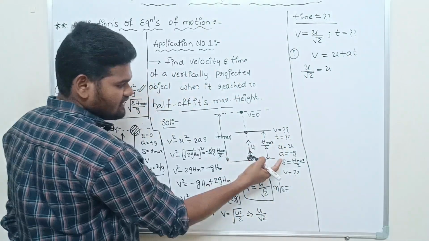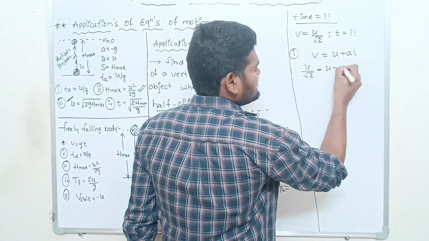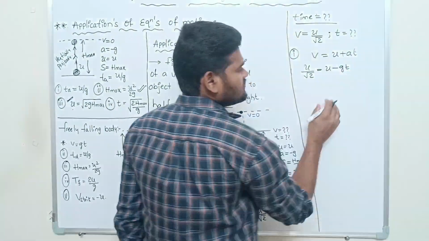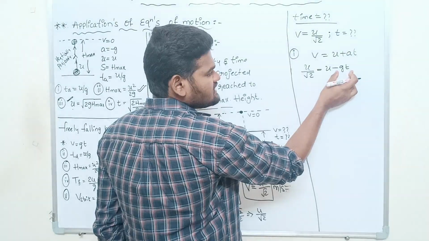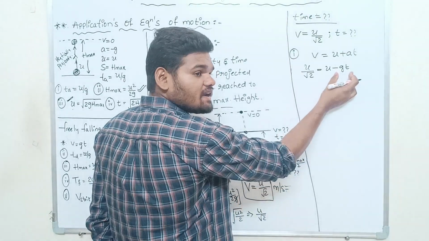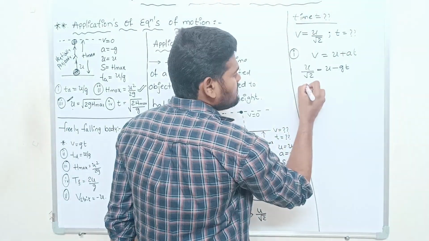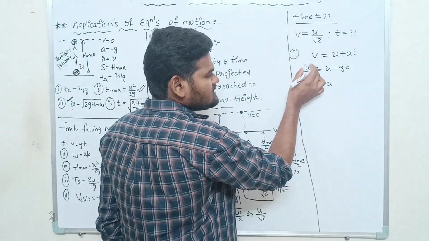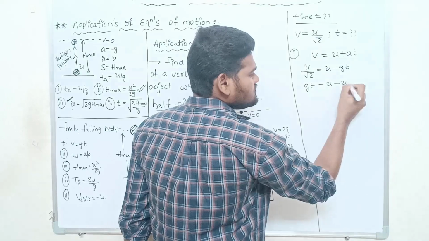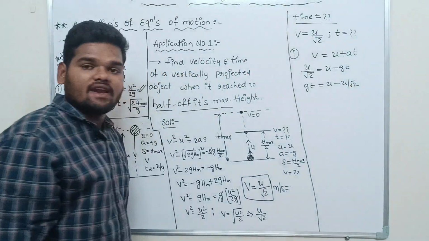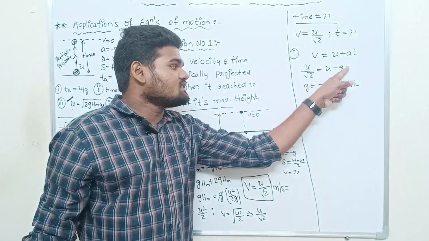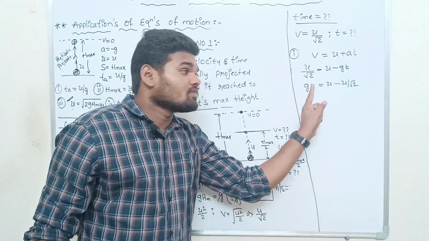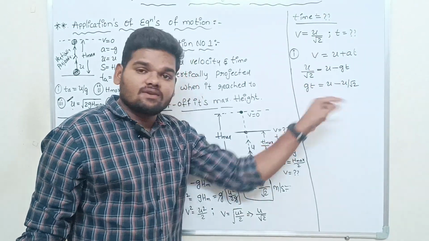What is the value of a? A is equal to minus g, and time we have to find. Just bringing this gt to this side, whenever minus gt comes to this side, it becomes plus gt. This is equal to u, which is here only. Just bring this u by root 2 to that side, it becomes u minus u by root 2. A minus term comes to this side, it becomes plus. If a plus term went to that side, it becomes minus.